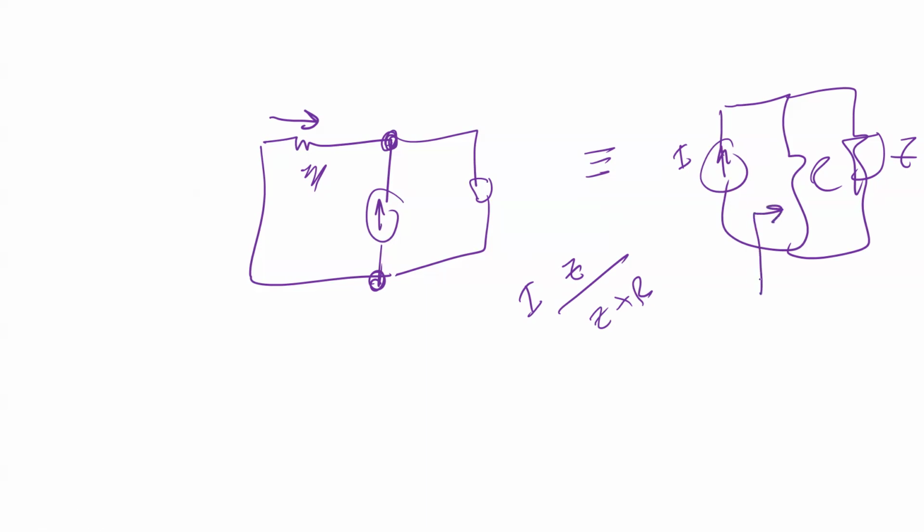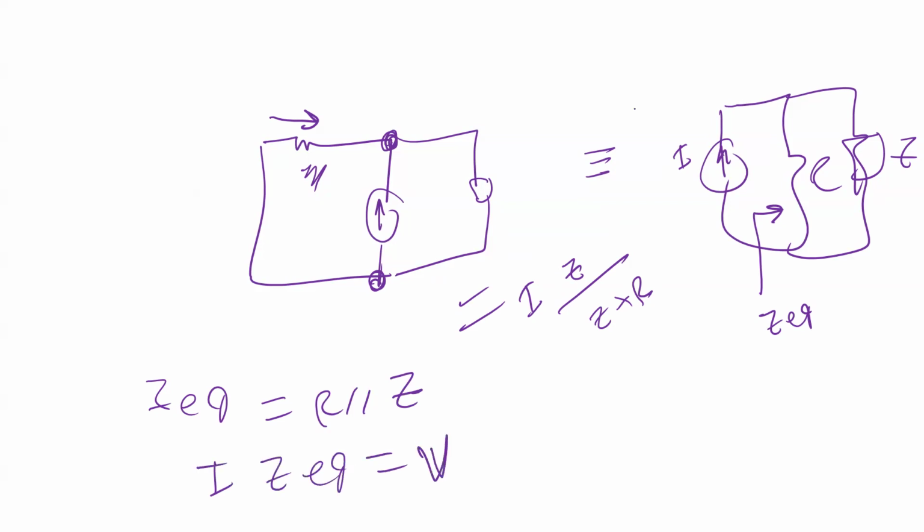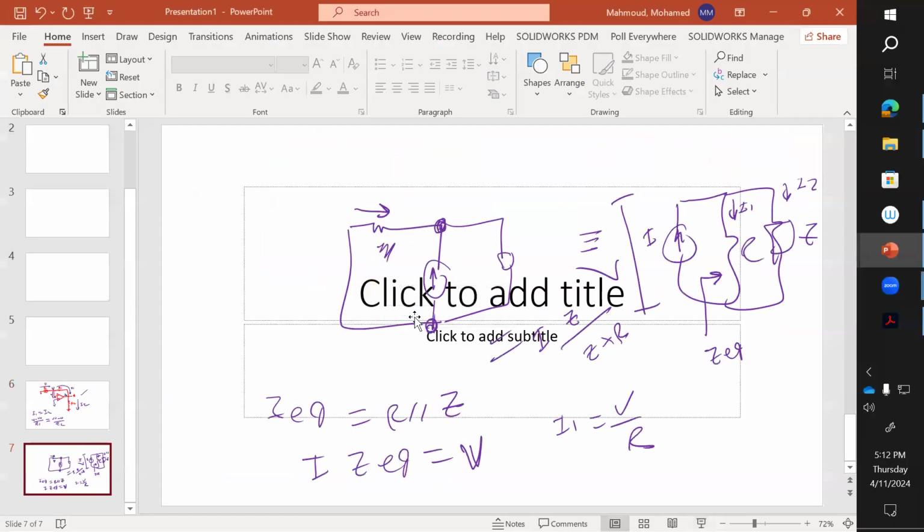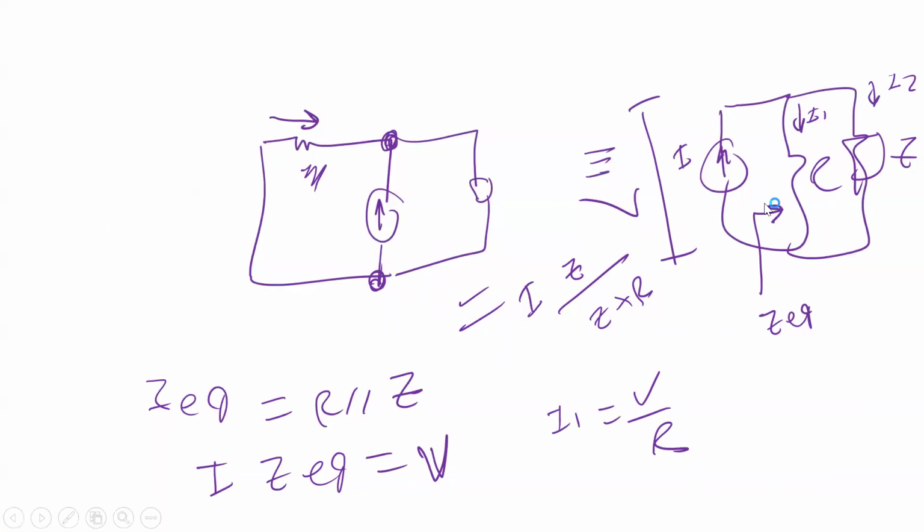There is another way. You can get Z equivalent. Current division is easier. Z equivalent is equal to R in parallel with Z, and then you can multiply I times Z equivalent. This should give you V, the voltage drop here. Once you have the voltage drop, you can easily calculate I1, which equals V divided by R. You can also calculate I2, which is actually V divided by Z. I think this one is easy.